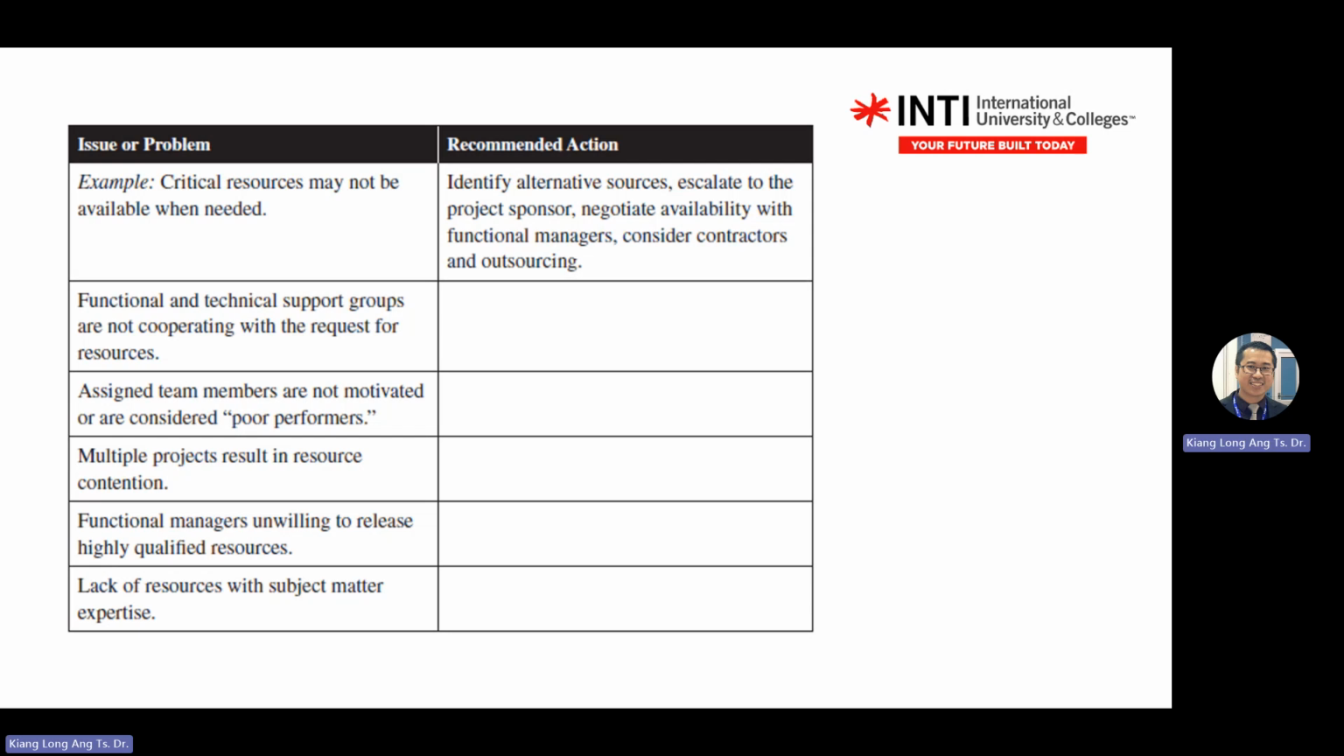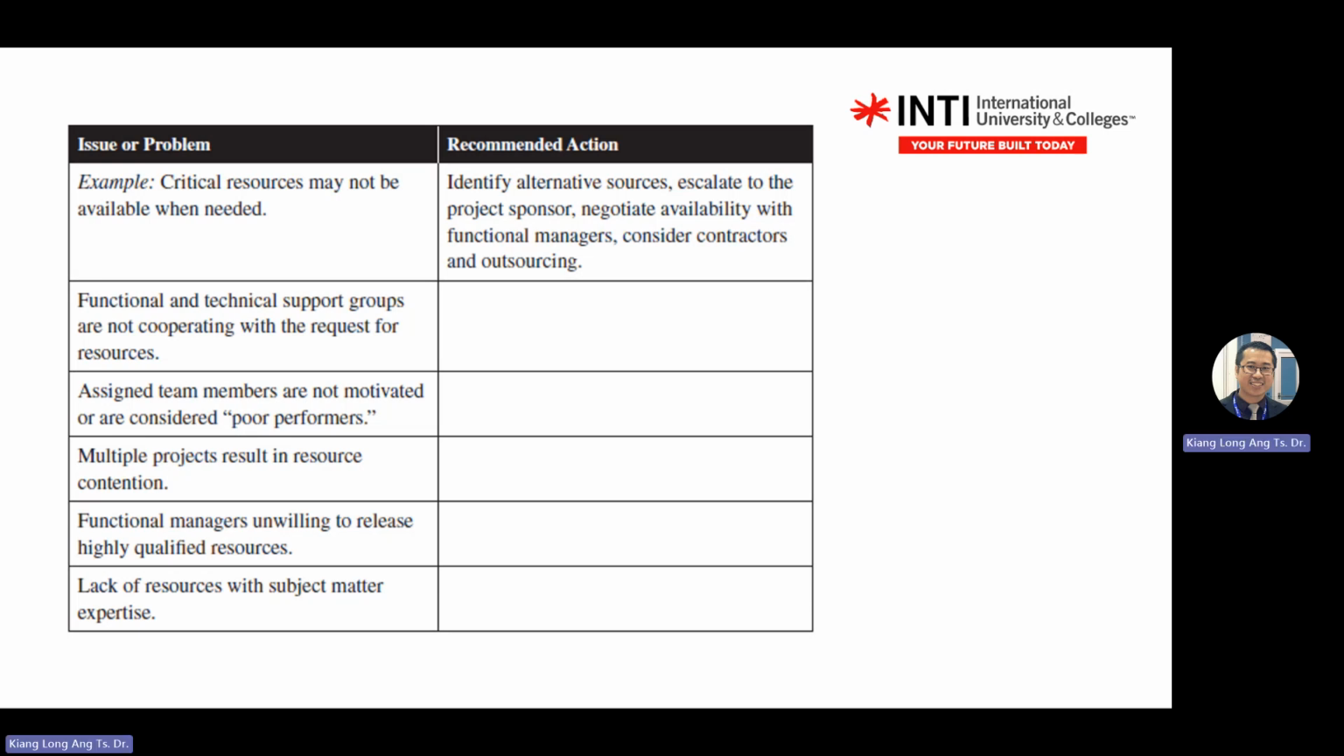Escalate to the sponsor, which means you tell your sponsor that actually there are critical resources. You can communicate with the functional units and negotiate. You see the word negotiate, not force them. You negotiate. Consider contractors and outsourcing. You outsource the work.